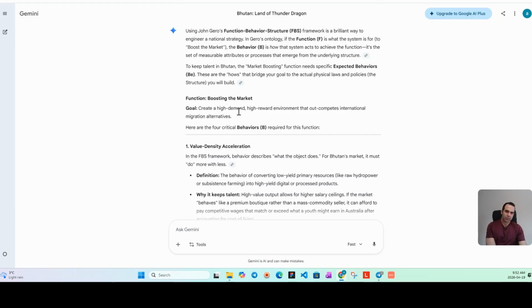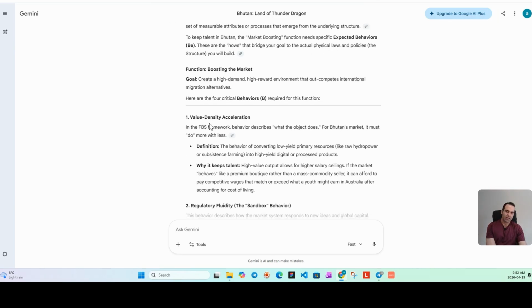Function boosting the market goal create a high demand, high reward environment that out competes international migration alternatives. Here are the four critical behavior required for the function. First, value density acceleration. In the FPS framework, behavior describes what the object does exactly. For Bhutan's market, it must do more with less. Definition: the behavior of converting low yield primary resources like the raw hydropower or substances farming into high yield digital or processed product. Value density, okay, acceleration.